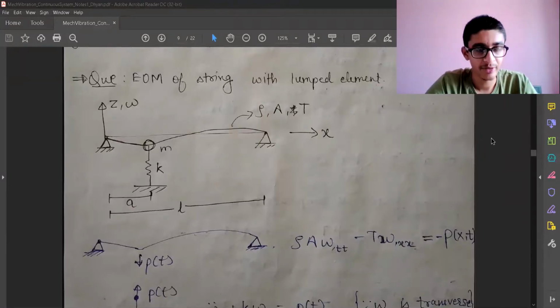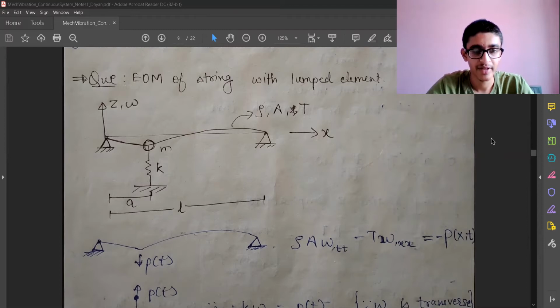So we have seen Newton's approach and the energy approach to find the equations of motion, or the wave equation, for a continuous string. So now we'll look at a question: we need to write the equations of motion with a lumped element. That means this is the string, given rho, A, T.